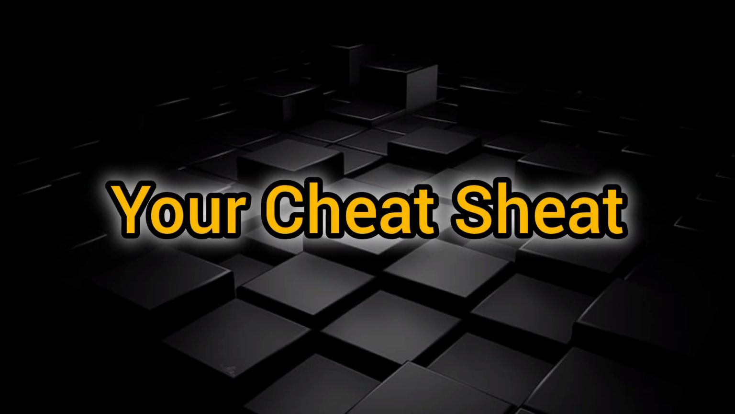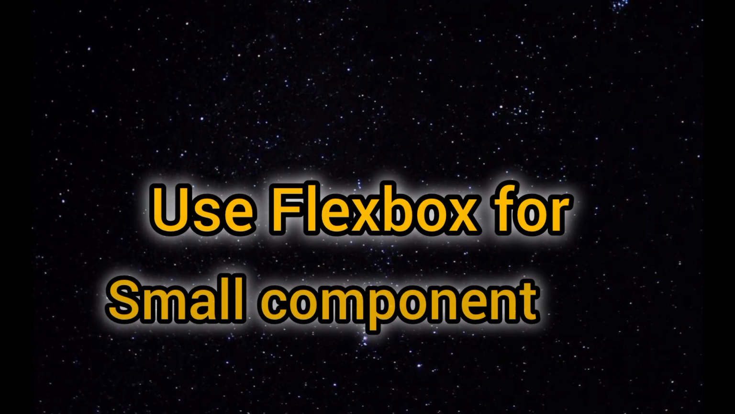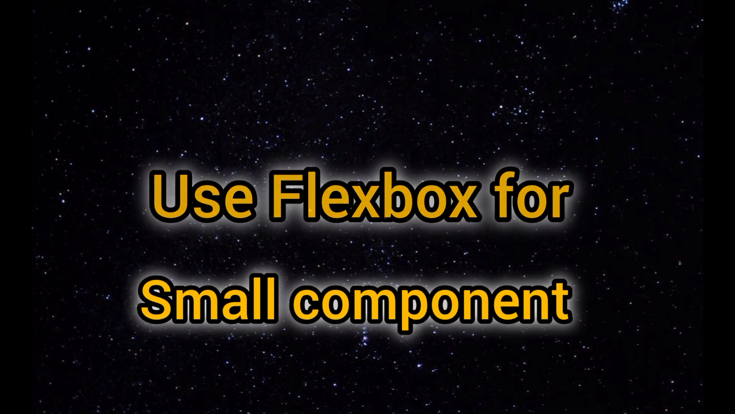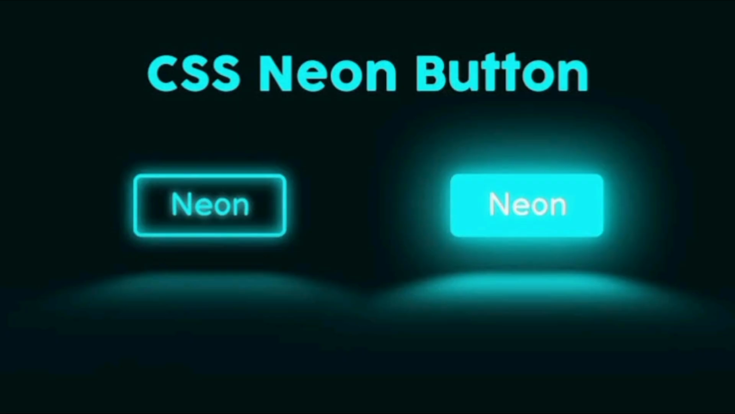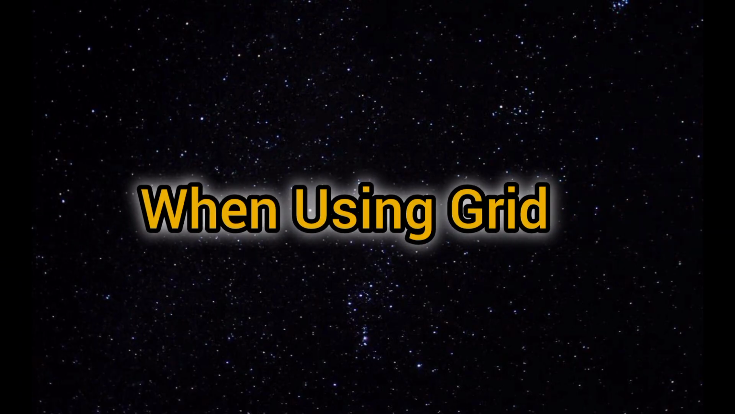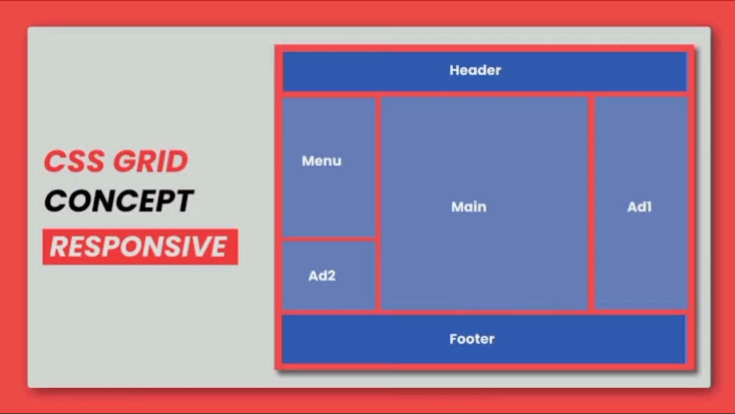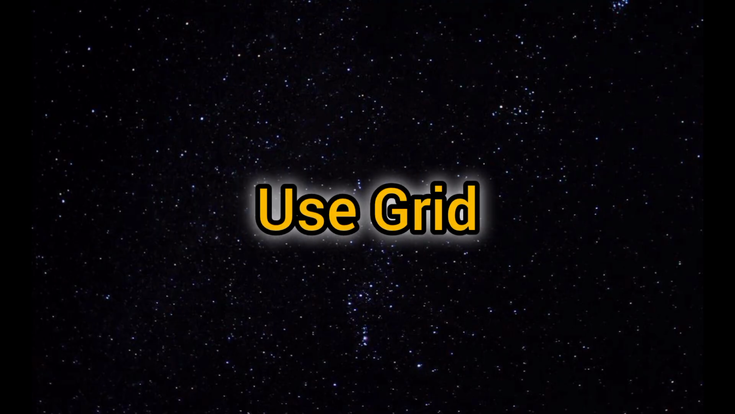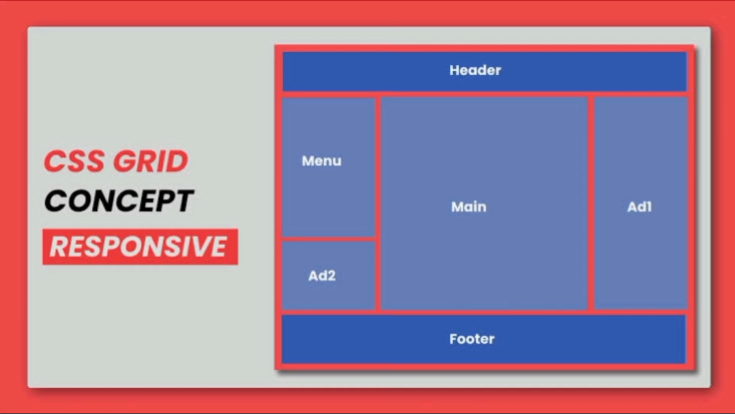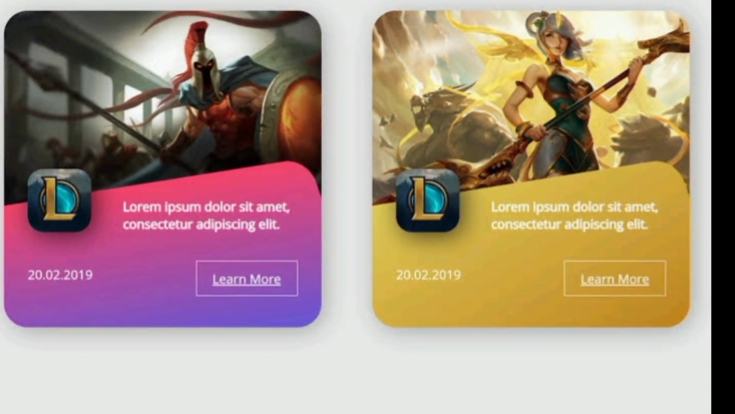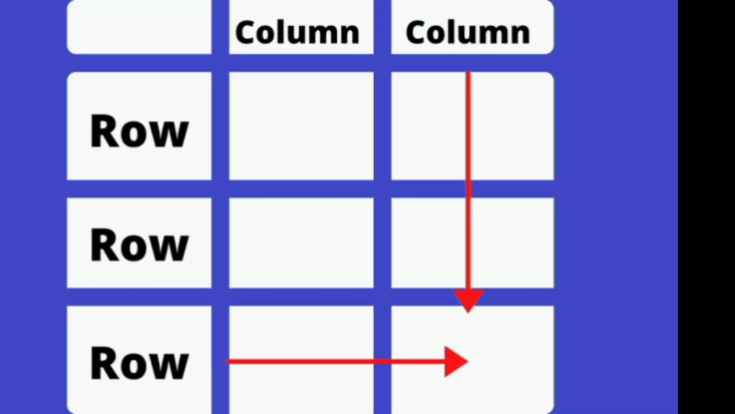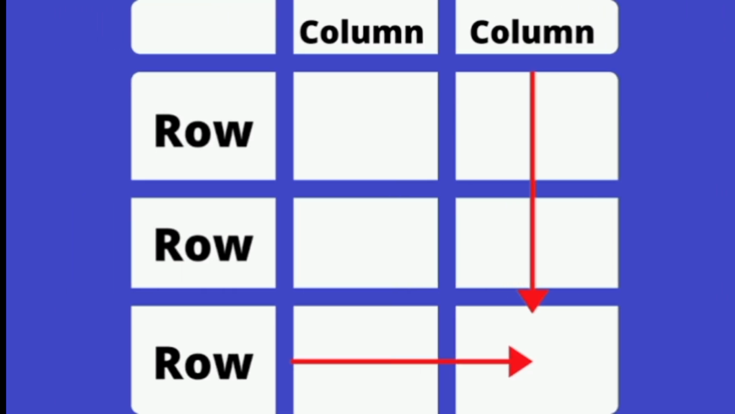Let me give you a cheat sheet. When you're working on a project, use Flexbox for small components, like navbars, buttons, and alignment of elements. When you're working on a full-page website, use Grid to create the full-page layout of the website, or for creating cards, or anything with rows and columns. CSS Grid will be the perfect choice for that.